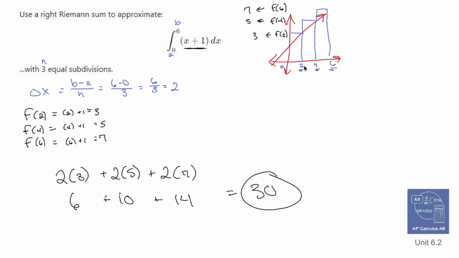Is it 30? No, because there's an overestimate here, because these rectangles go a little bit above and beyond. But my estimate using 3 subdivisions is going to be 30. If you have more subdivisions, the estimate's better, it's closer. But yeah, that's how you do a right Riemann sum to something that looks like this.